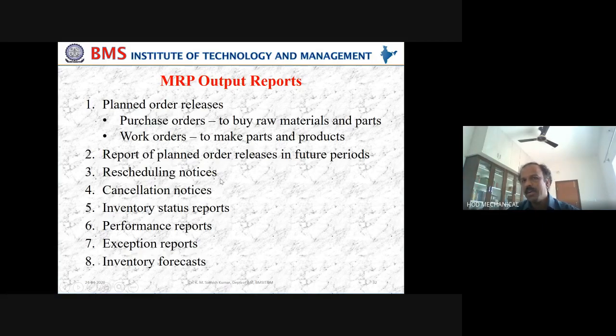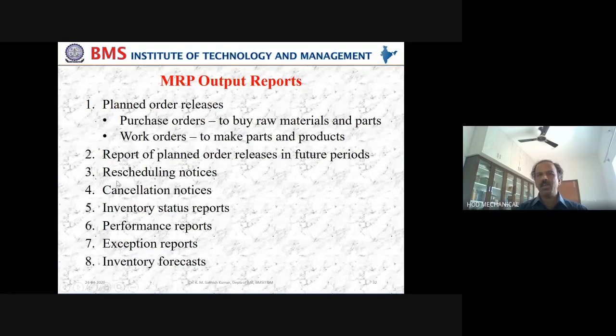Then there is no point for you to procure early and store it at your location. Then again you may give a rescheduling notice stating that I don't want it so fast, so you can please reschedule. Rather than giving me next week, you please try to give me another 15 days later. Okay, so these are all the adjustments required depending upon the environment outside. Okay, so that is rescheduling notices.